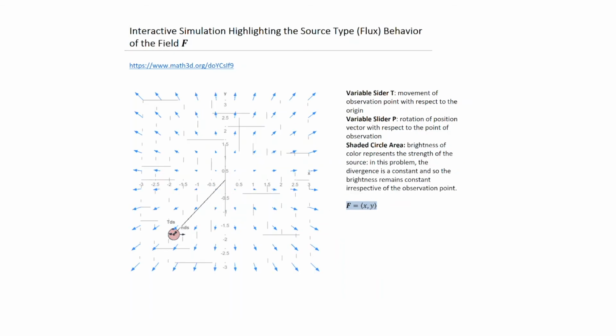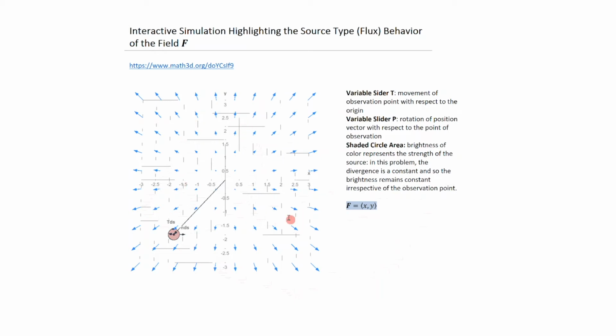All right, so now let's look at the flux behavior. For the flux behavior, we're talking about a pure radial field, such as this one here. Again, same idea. This is more or less the same, except that the shaded circle area, the brightness, represents the strength of the source. In this problem, the divergence is a constant, so the brightness would remain constant irrespective of the observation point. So as you move this around, you will notice that this color remains the same. Why? Because the value of the source remains the same independent of position for this particular radial field.